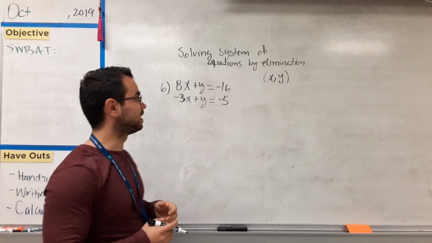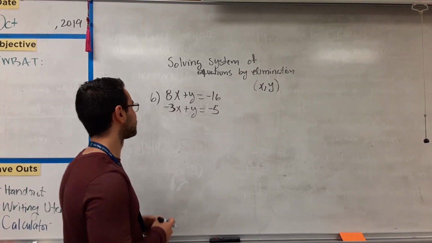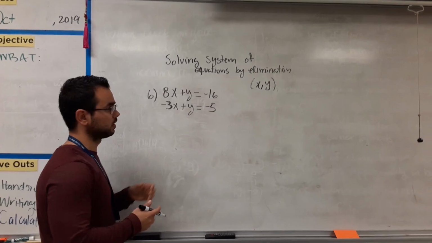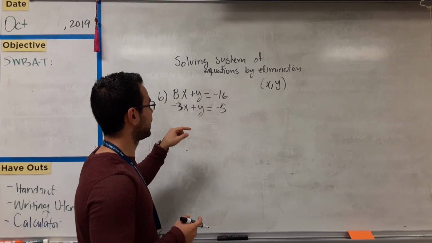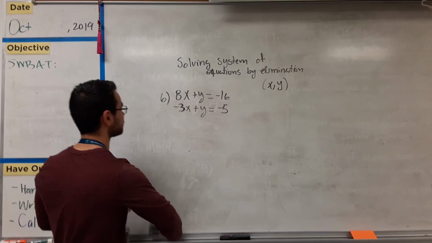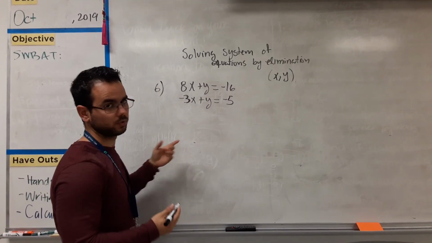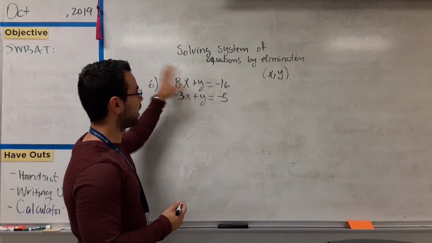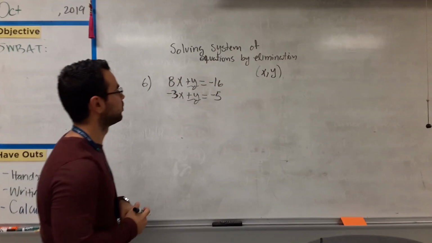This is a second example about solving a system of equations using elimination. As I noticed before in my previous video, something that you have to do is look for opposites. In this case, I don't have any opposites. This is actually question number 6 from your papers. I don't have any opposites, but I do notice that I have this positive y and that positive y.